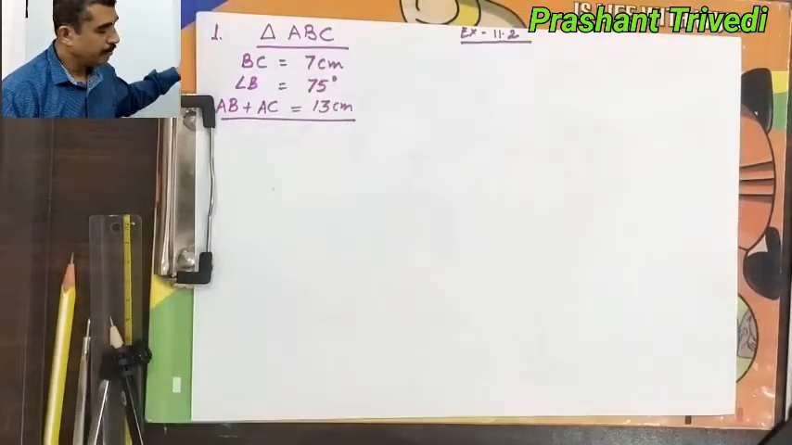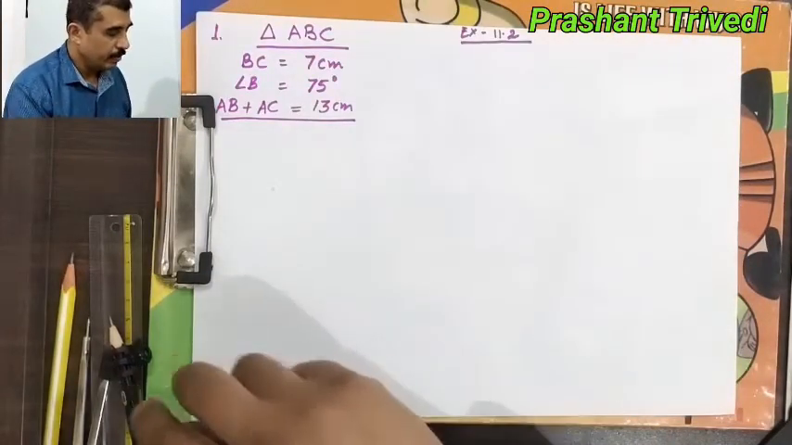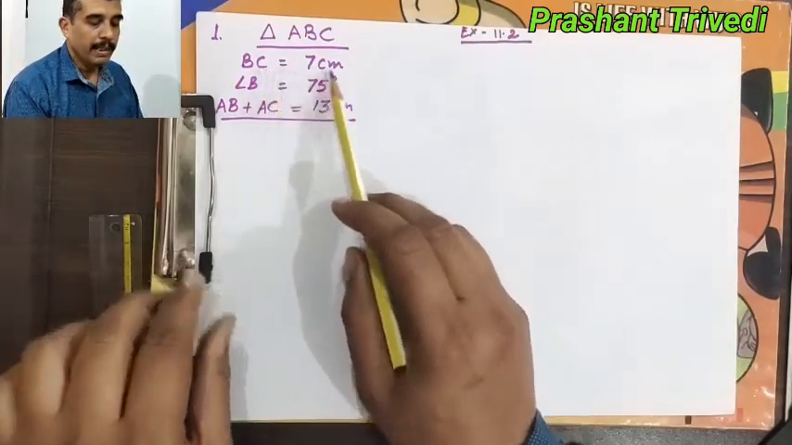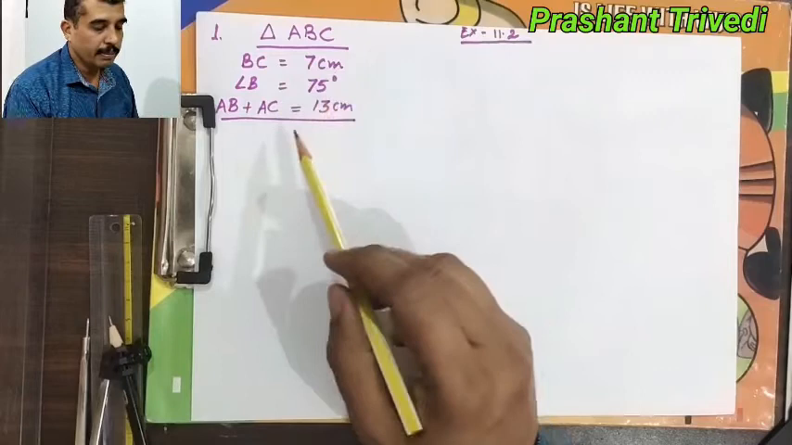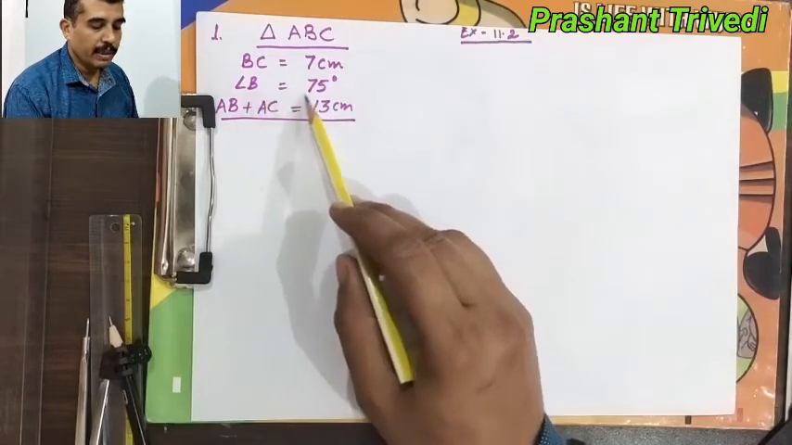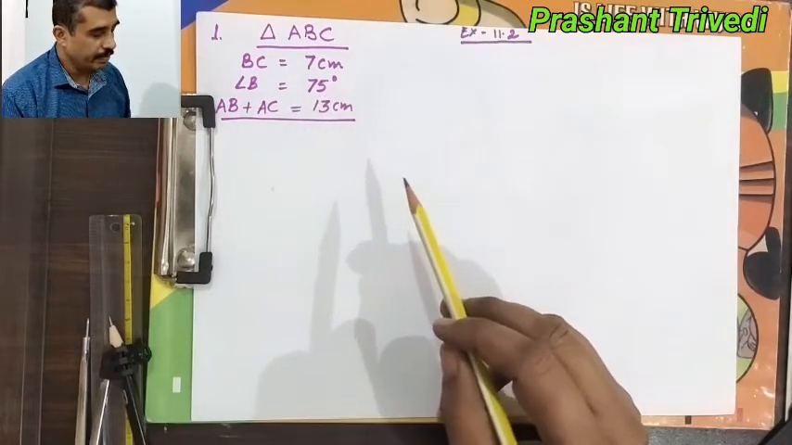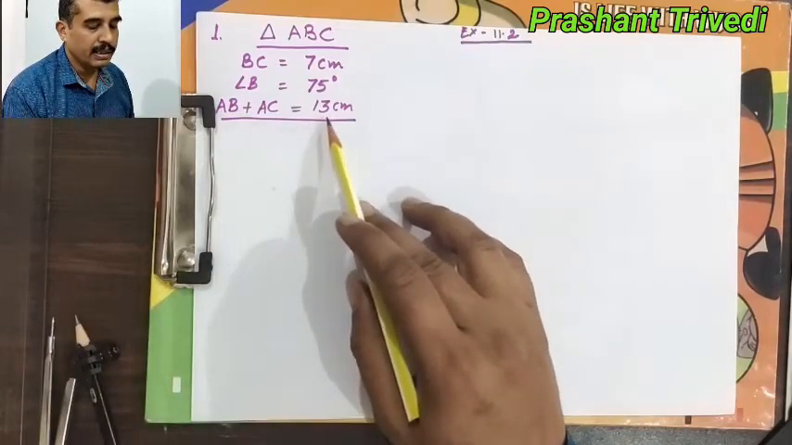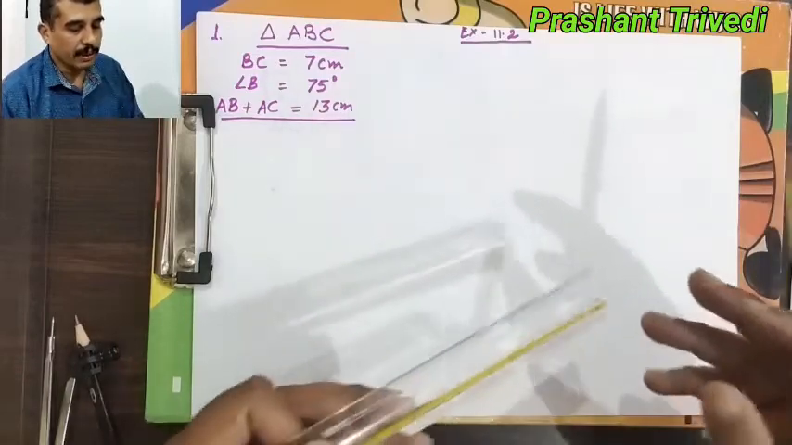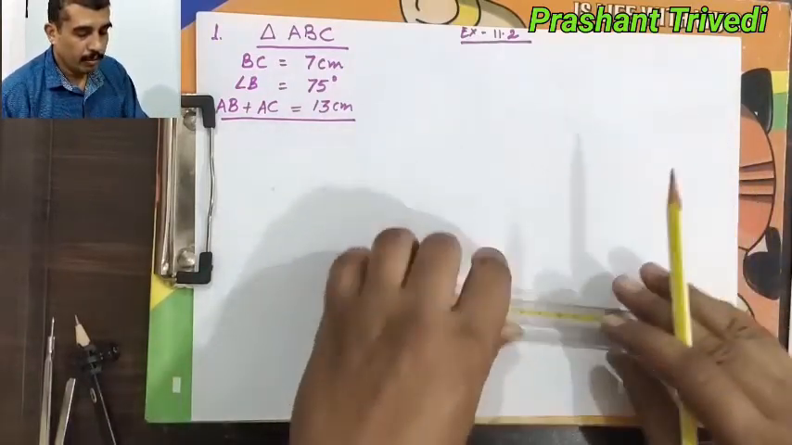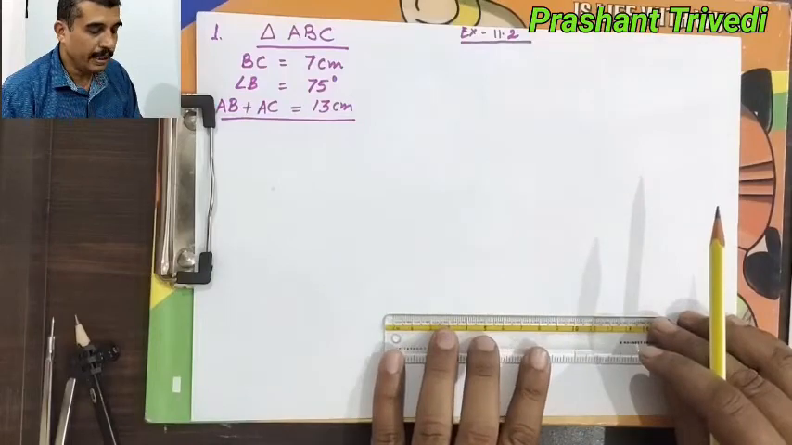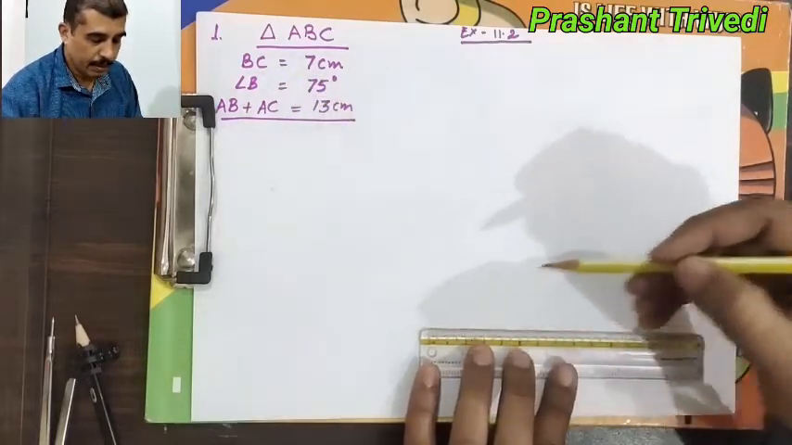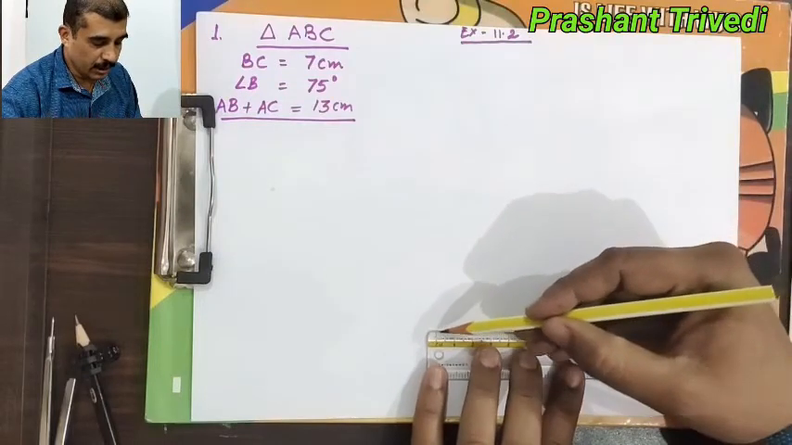Very first question from exercise 11.2. We are given the base BC 7 cm, one of the base angles, angle B, as 75 degree. Then the sum of the other two sides, AB plus AC, is 13 cm. So we move on to construction. How to make this triangle ABC? Very first, base BC is equal to 7 cm.